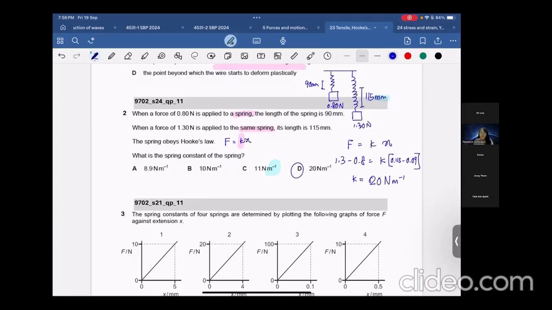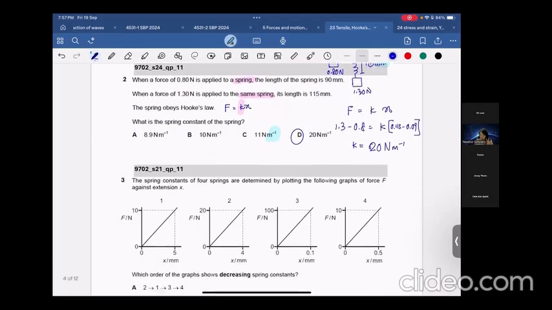I can use this because they still obey Hooke's law. So I can use F equals Kx, and the K is the same K because they are applied on the same spring. So I just find from 0.8 to 1.3 how much extra force is applied, then how much extra extension we get due to this force. So the answer should be D.